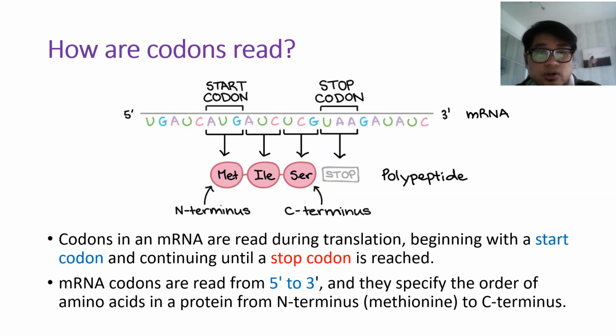Okay, so how are codons read? For this figure, the start codon is AUG, methionine, and it starts from there. The first three, AUG, are considered the start codon, and then the next codon, AUC, encodes isoleucine. Then the serine is UCG, and then it stops at the stop codon, which is UAA. So this is how the codons are read. mRNA codons are read from 5' to 3'.